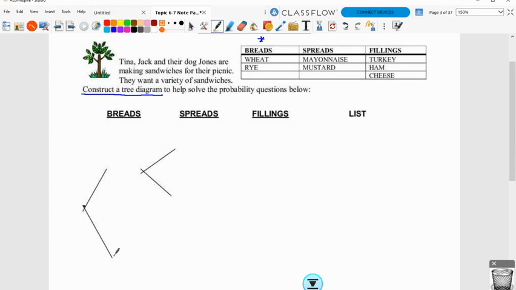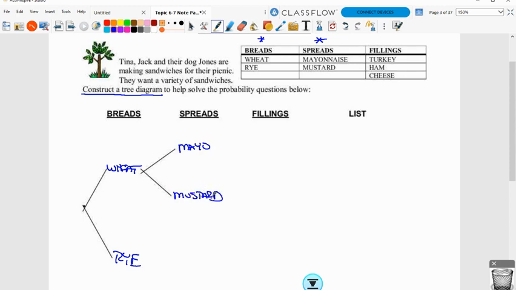At the end of the branches, we're going to label what those choices are. We could have wheat bread, or we could have rye bread. Those are your two different choices of breads, wheat or rye. Then, after you choose a bread, the next thing you have to do is choose the kind of spread that you want to put on it, either mayonnaise or mustard. Now, the type of bread that you get doesn't change the type of spread that you can get. So if you chose wheat bread at the beginning, you still have two choices of spreads that you could choose. You could have mayonnaise, or you could have mustard.